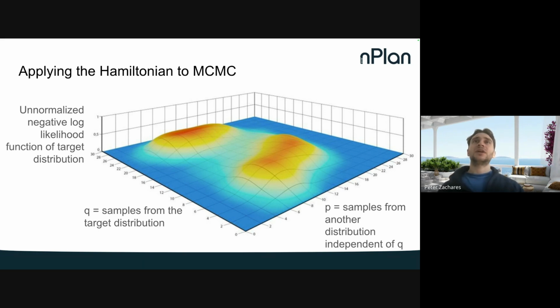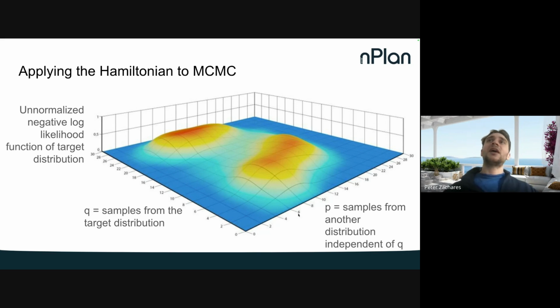So what you do is, I hope this chart is a little bit helpful. You have Q, which is samples from your target distribution. So Q is samples from the distribution you actually want to get samples from, and you set that as your position variable. And then P are samples from another distribution independent of Q. So your momentum is from another distribution that's independent of Q.